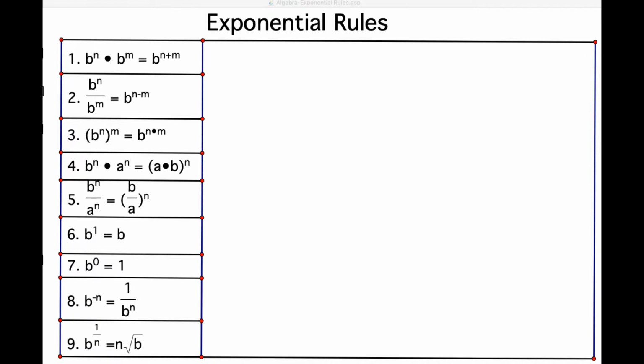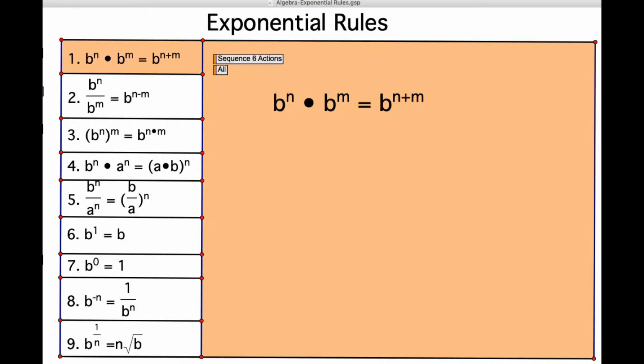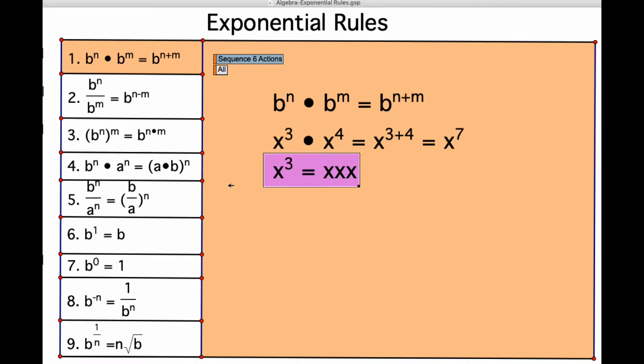So our rule is that b to the n times b to the m is equal to b to the n plus m. As an example, I'm going to use x cubed times x to the fourth, which according to the rule would be x to the 3 plus 4, or x to the 7.